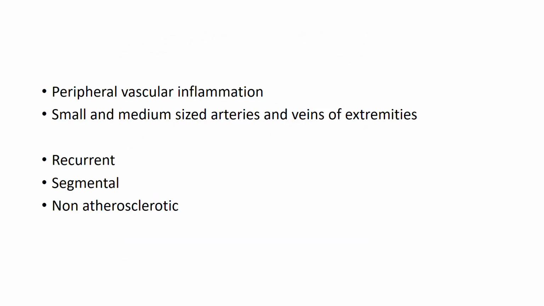Now, what is Buerger's disease? We know that it is a disease of arteries, but here there is vascular inflammation. That is, there is inflammation of the arteries. The special feature of this particular disease is that it affects only the small and the medium-sized arteries and not the large arteries. Another thing is that it is a recurrent disease, that there are episodes where there is an active phase followed by absence of symptoms. Second, it is segmental, that is the entire length of the artery is not involved, only a certain portion or certain length of the artery is involved.